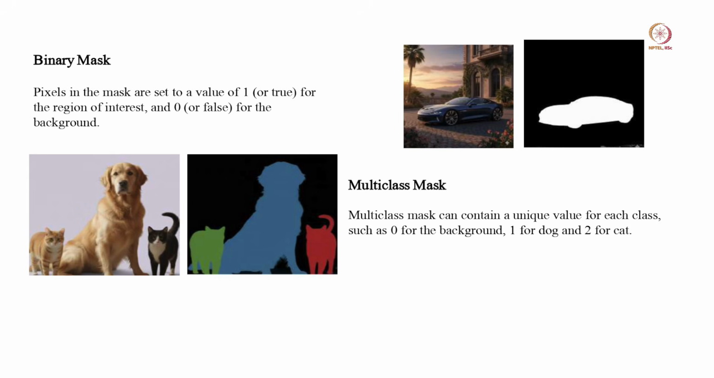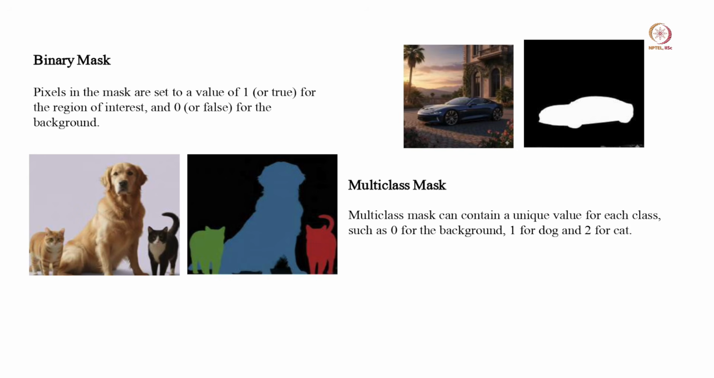So, what we have seen here is that a multiclass mask can contain a unique value for each class, such as 0 for the background. So, the 0 value has given a black color to the background, 1 for the dog which is given blue color, and 2 for cats. That means the value 2 in each pixel of the cat gives the green color.